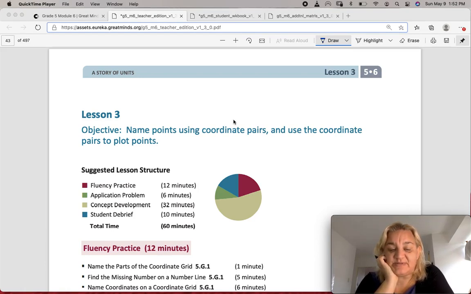We are in Module 6. This is Lesson 3, and we're continuing our work with coordinate planes, and we're using coordinate pairs to plot points. Now, we used coordinate pairs in Lesson 2, but we didn't call them that. We just called them coordinates. So we're going to keep working on these skills today.